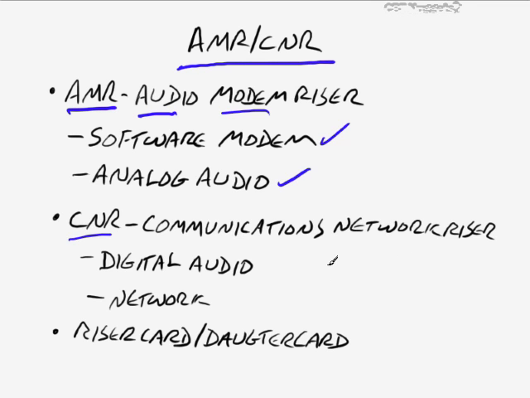And this gives you a communication network riser that provides digital audio, so it's going to be better than the analog audio that we got with the AMR. And it also could provide network communication, so you might have a network card integrated into that as well. And then another kind of card you might see would be something called a riser card, or a daughter card, okay? Very similar in their functions.